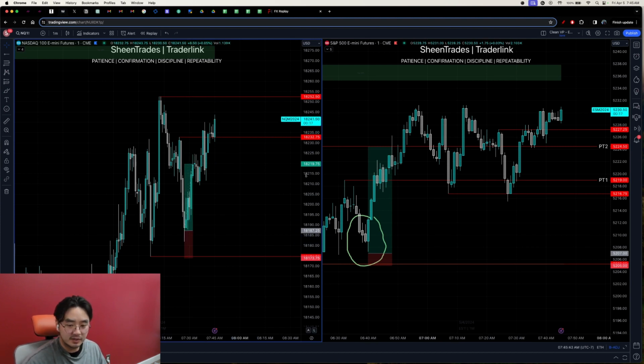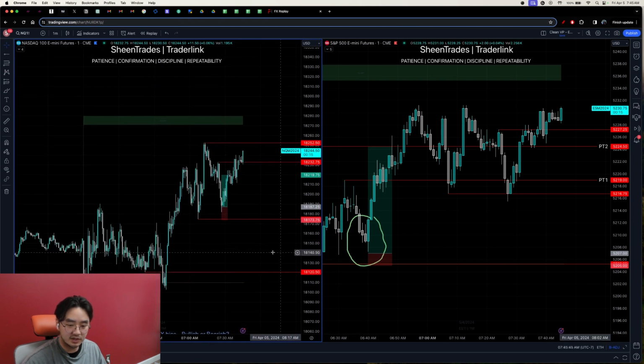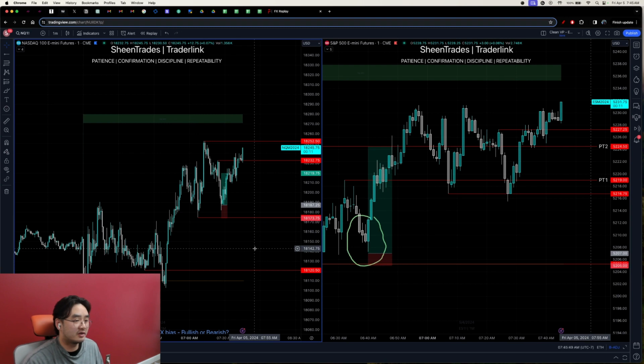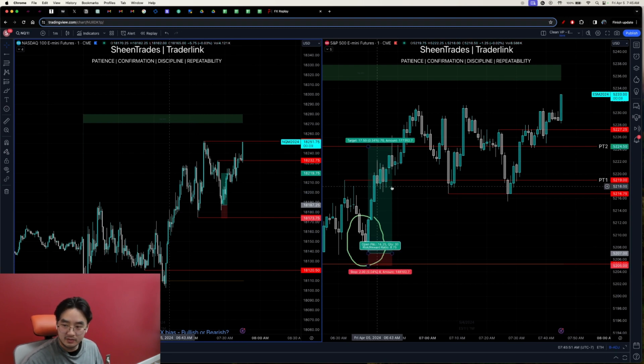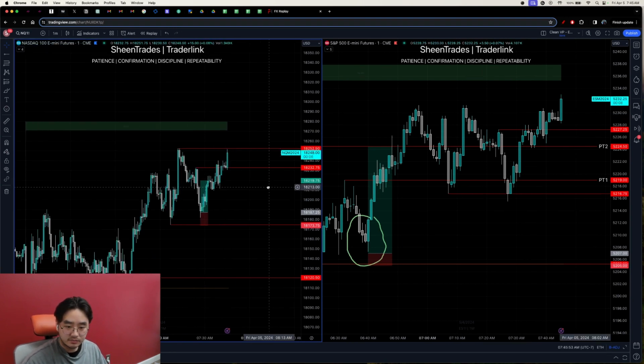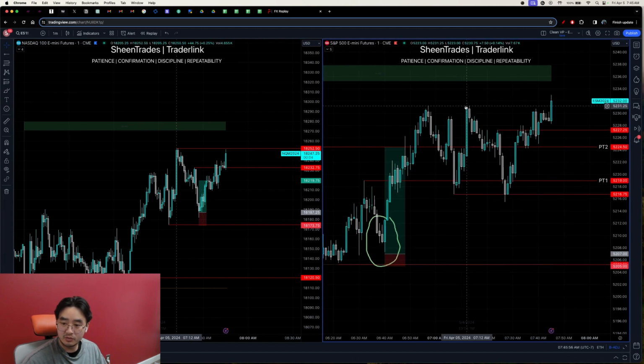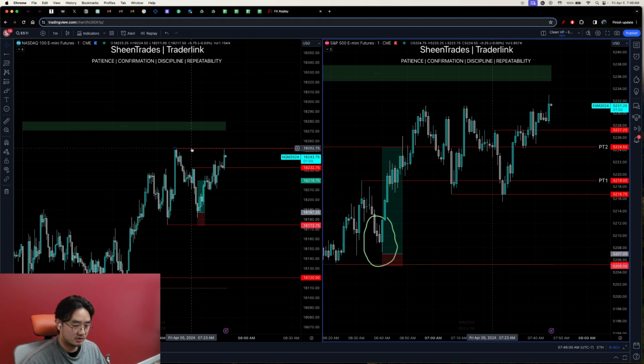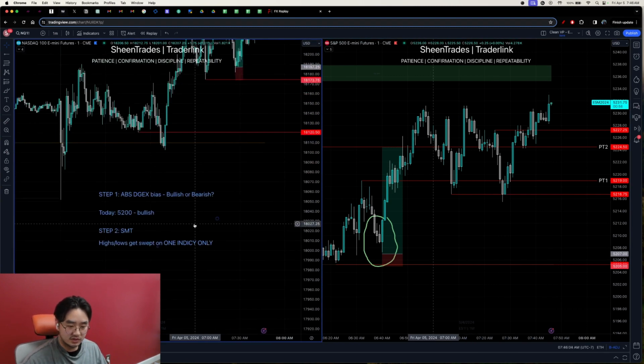Every single time this setup shows, it is a minimum of like 2R or 2.5R to like 5R. Right? Once again, we are not taking this bearish one. Why? Because we are long buys. I don't care where else it goes. Until we get to 5,200, maybe I'll look for shorts.